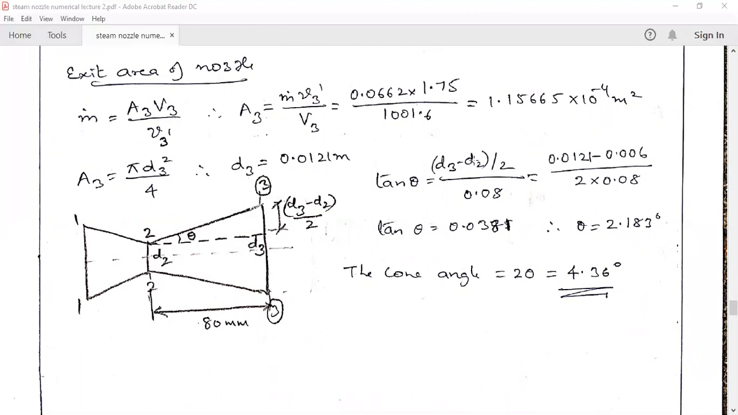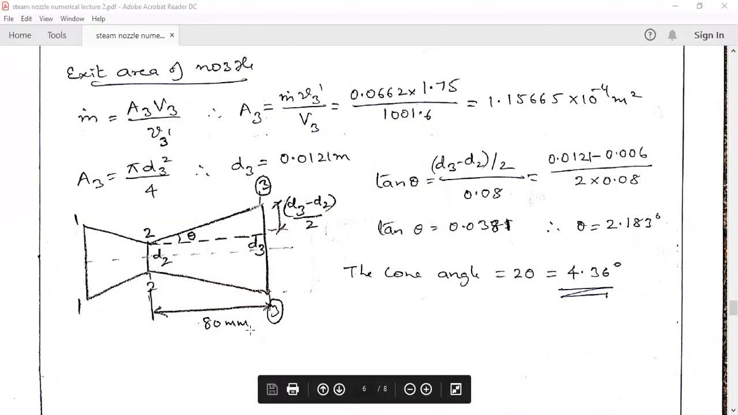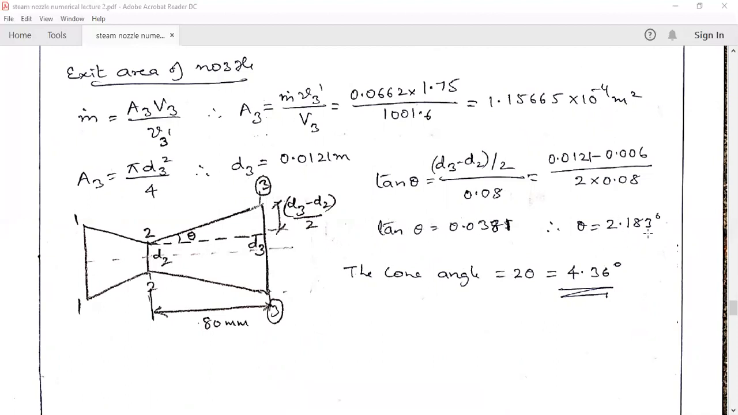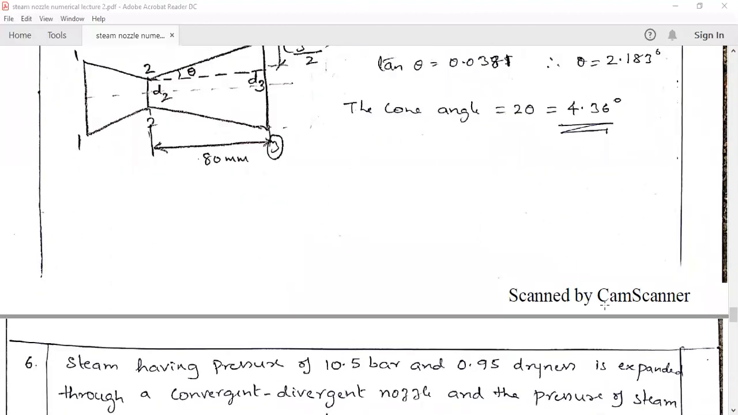So tan theta will be equal to (D3 minus D2) by 2 divided by this adjacent side length, 80. So 80 is taken as 0.08; it has to be converted into meters. From this, obtain the theta value. Since the cone angle is nothing but theta plus theta, 2 times theta, the cone angle 2 theta will be 4.36 degrees.